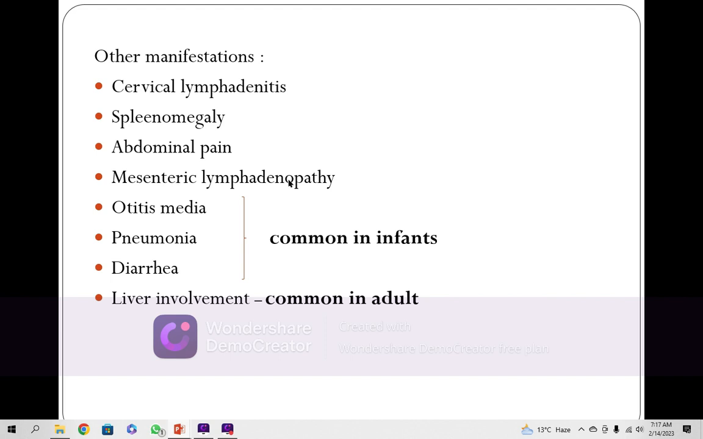It may be mesenteric lymphadenopathy and can lead to otitis media. It can cause pneumonia. In children, it is mostly the broncho type of pneumonia, and it causes diarrhea, which is called parenteral diarrhea. It is common in infants, but in adults, the liver is also involved. So there is transiently disturbed liver function. Biliary stasis, you can see, mostly, but in some cases actual hepatitis occurs, and there will be raised SGPT and SGOT.